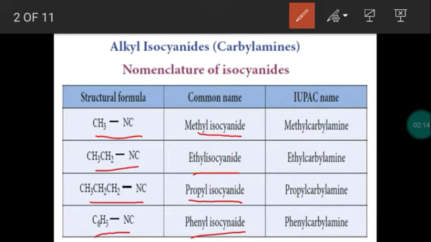Take the first member CH3NC. So we have a methyl group, so methyl carbylamine. Next one, ethyl group, so ethyl carbylamine. Third one, propyl group, so this is propyl carbylamine. Next, phenyl group, so phenyl carbylamine. So we may follow the common name as well as the IUPAC name for alkyl isocyanates.